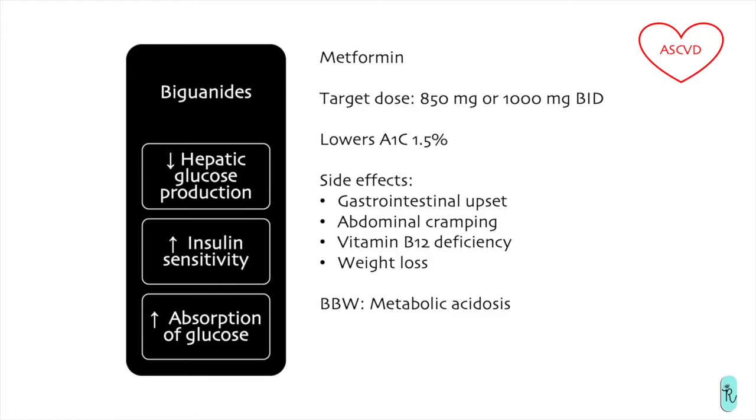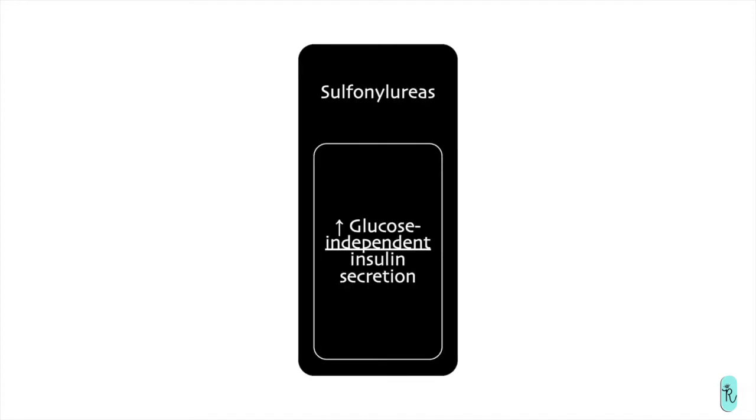Metformin has a black box warning for metabolic acidosis, which is a severe but rare condition that can be precipitated by renal impairment, which is why we do not want to initiate metformin when the GFR is between 30 and 45. Finally, metformin is one of our cheaper options for diabetes.